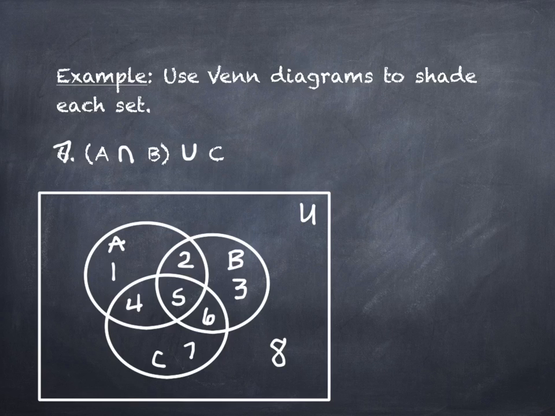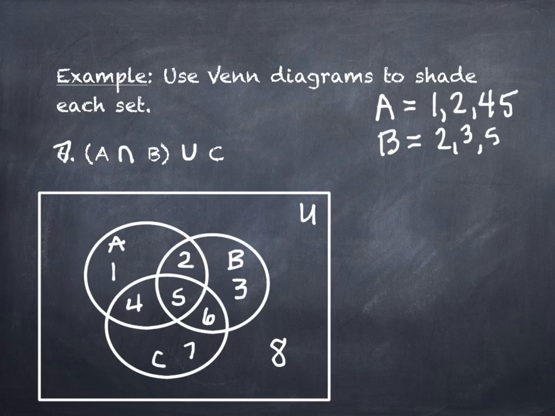All right, we are going to do A first. Just like when you were doing algebra, order of operations says you do things inside of parentheses first, right? So inside the parentheses, we have A and B, and we're supposed to do their intersection. So I'm going to list set A first. What numbers are in set A? 1, 2, 4, 5. What numbers are in set B? 2, 3, 5, and 6.